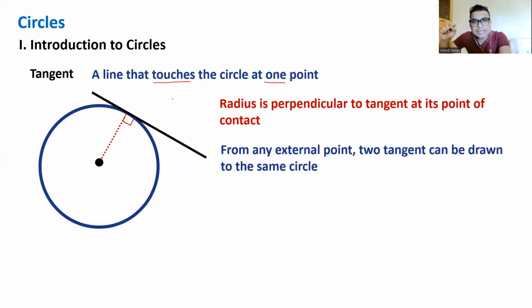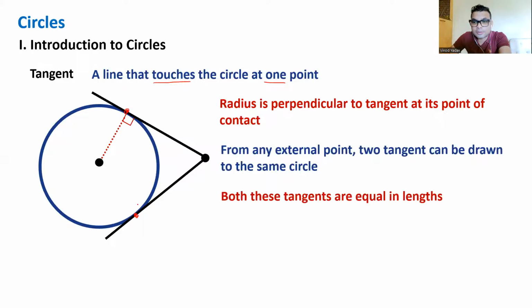Next, from any external point, friends, if you take any point outside the circle, two tangents can be drawn to the same circle. See this. And of course, as the circle is a symmetric figure, both the tangents will be of the same length. And how do we measure the length of the tangent? From this point to the point of contact on the circle. So PA is equal to PB. Okay, remember all this. Great.